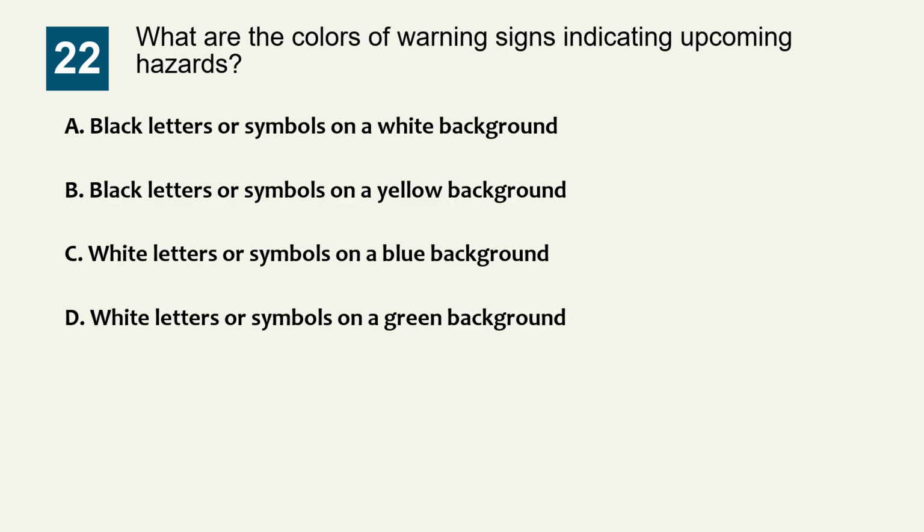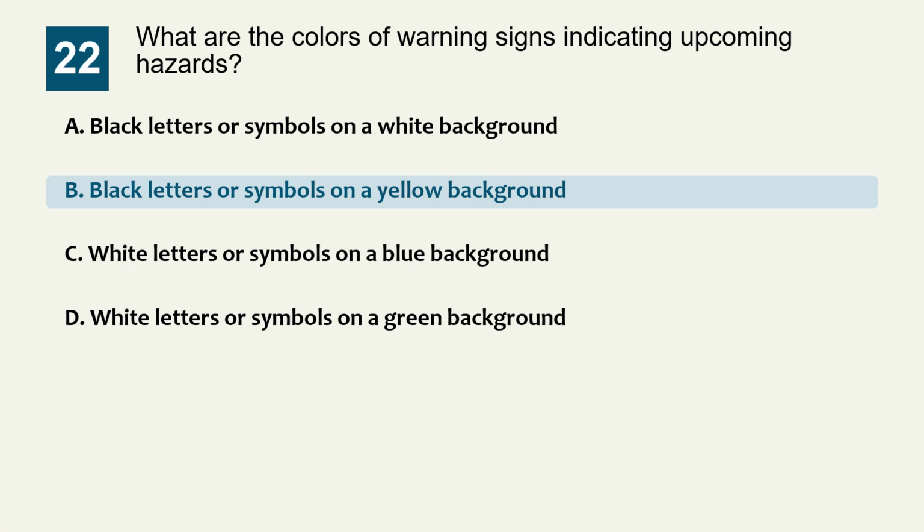Question 22. What are the colors of warning signs indicating upcoming hazards? Option A. Black letters or symbols on a white background. Option B. Black letters or symbols on a yellow background. Option C. White letters or symbols on a blue background. Option D. White letters or symbols on a green background.